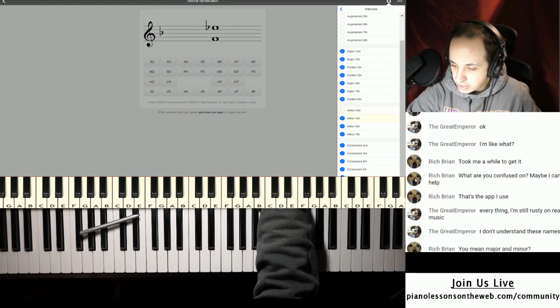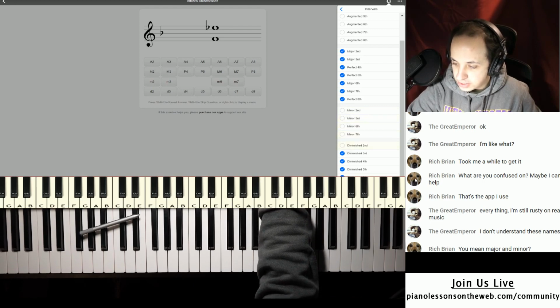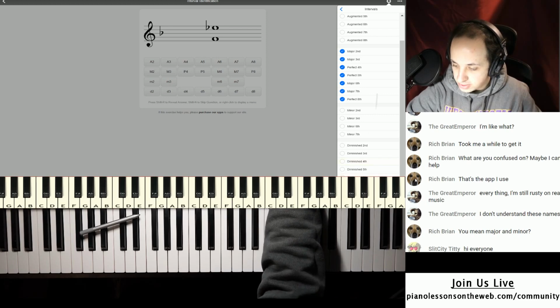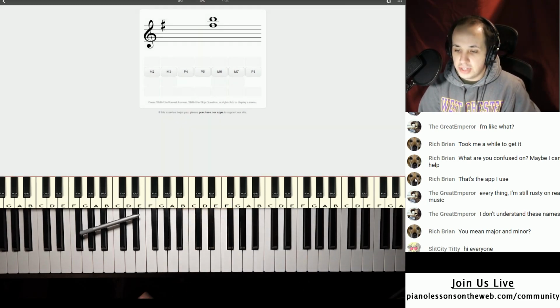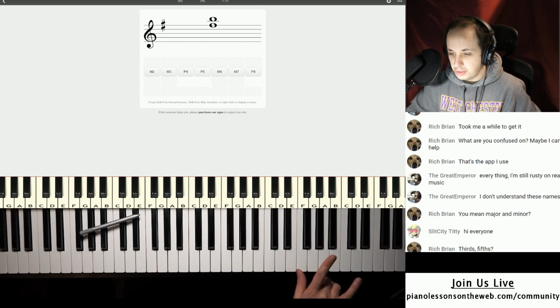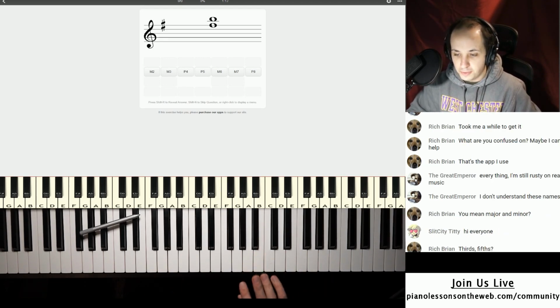You can uncheck the minor versions of these. It's a lot easier to do this with a touch screen, and the diminished. So uncheck all these to eliminate confusion, and just start with these. And then these are the intervals basically we talked about. So all you have to do is figure out whether it's a second, third, fourth, fifth, sixth, seventh, or octave.